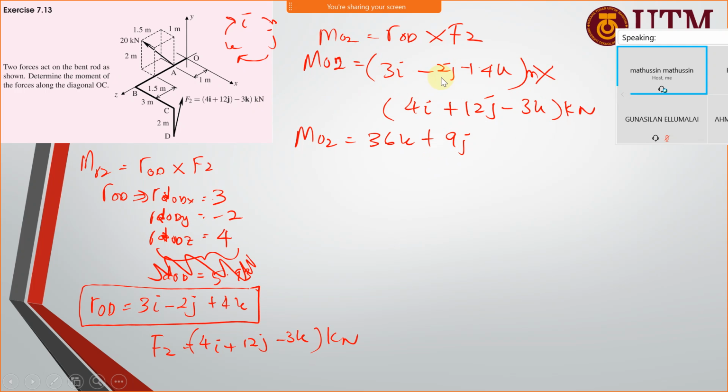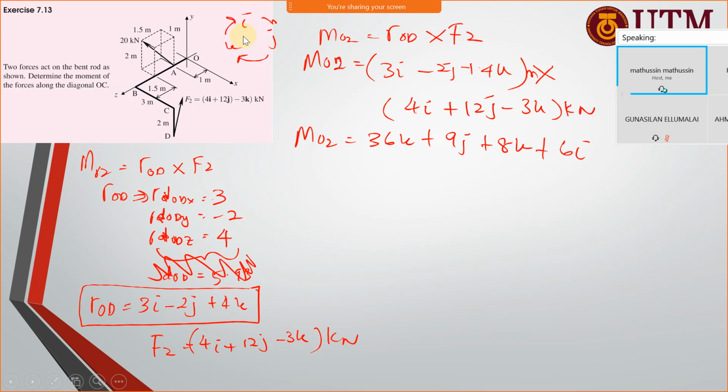Settle yang first. Second, J cross I must be negative K. Since this is negative, negatif, negatif, positif. Positif 8K. Okay. 2 darab 4, 8. J cross I negative K. Okay. And then J cross J 0. J cross K must be I. So negatif, negatif, again positif. So 6I. 2 darab 3, 6I. J cross K sama dengan I. Okay, settle.